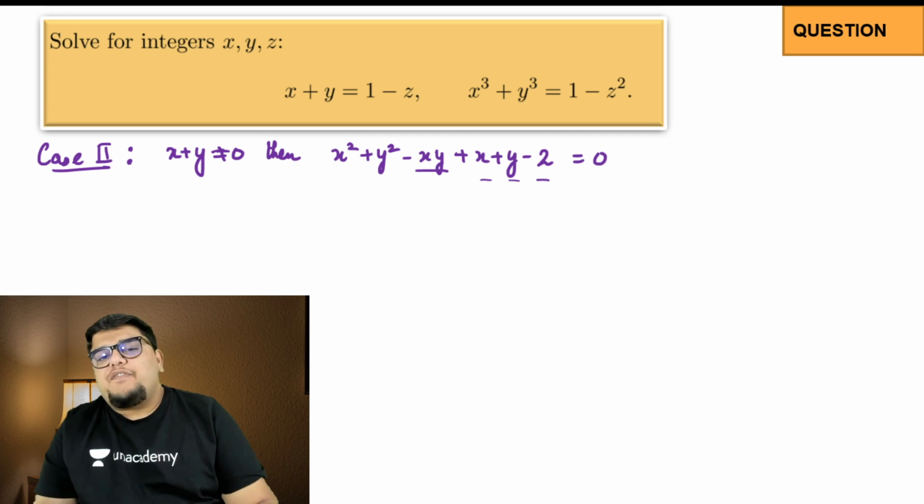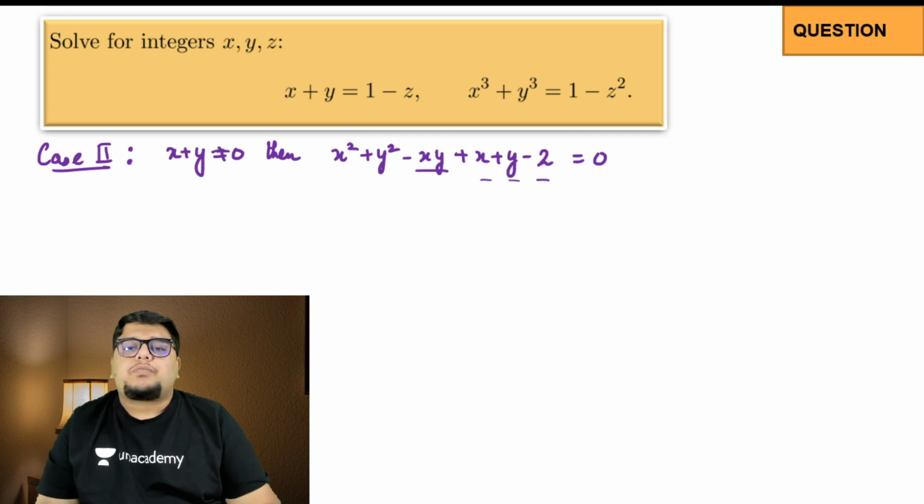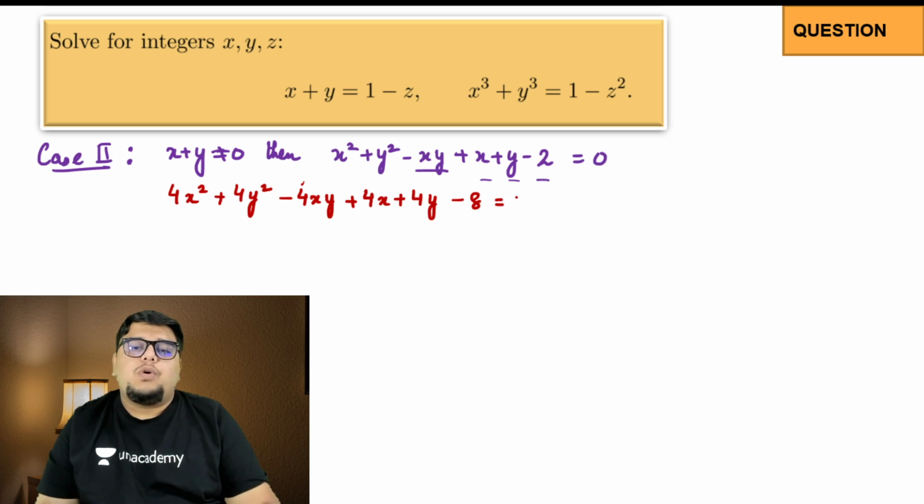And that is, if I multiply everything with 2, no wait, I'll multiply everything with 4. So I will get 4x square. I'll just write it here. 4x square plus 4y square minus 4xy plus 4x plus 4y minus 8 equal to 0. Okay.